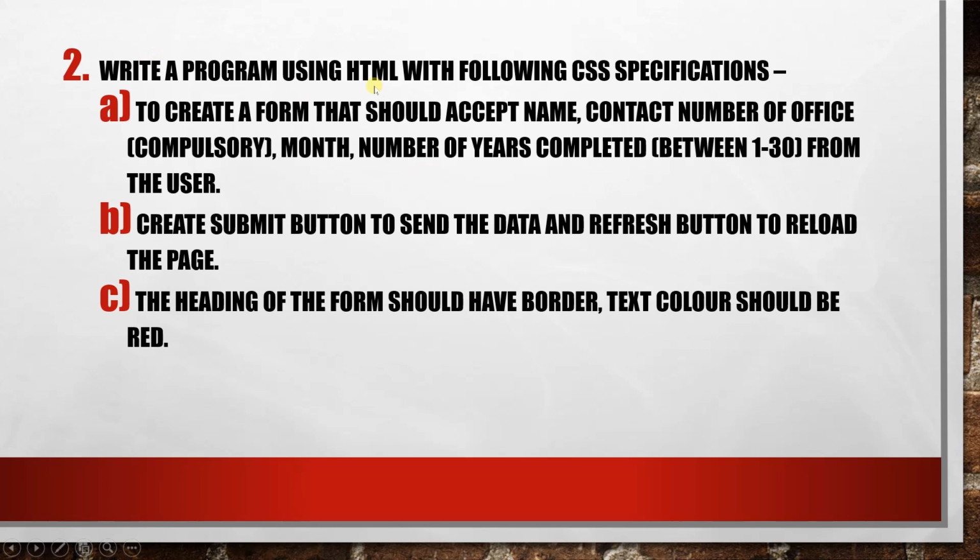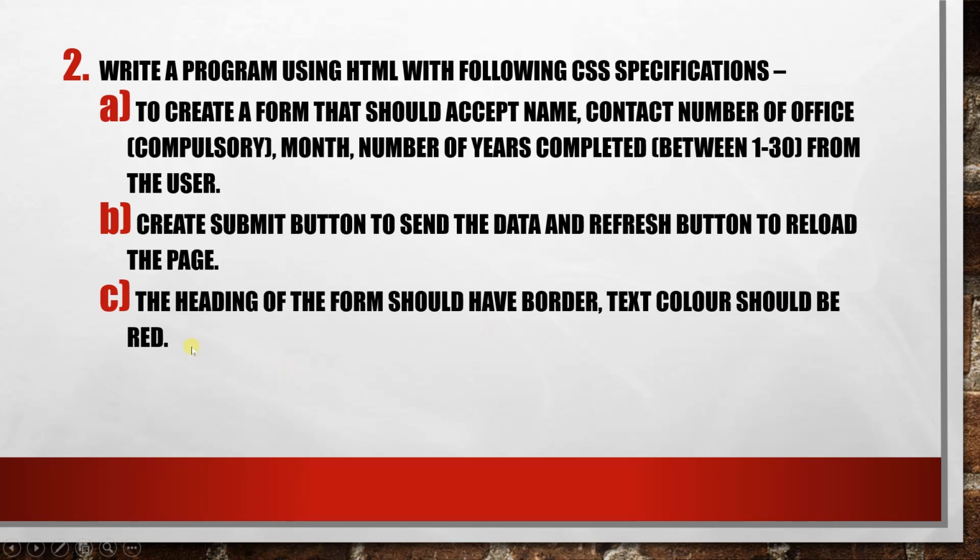write a program using HTML with following CSS specifications to create a form that should accept. Now यहाँ पे आपको फॉर्म बनाना है with CSS. Okay, you should accept the name, contact number of office, and this contact number of office, it should be compulsory, means it is required. Then month, number of years completed between 1 to 30 from the user, create submit button to send the data and refresh button to reload the page. Then the heading of the form should have border, text color should be red.